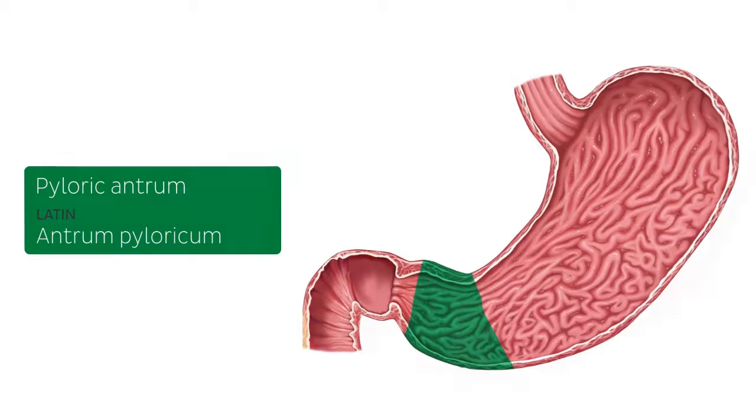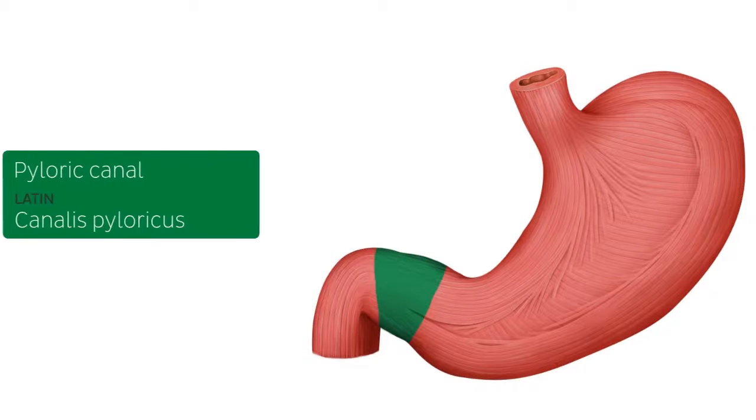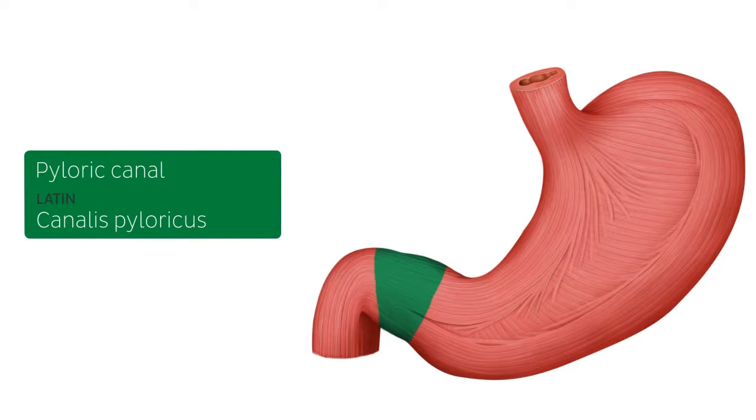The most distal segment of the pyloric part of the stomach is the pyloric canal. The pyloric canal is approximately 2 to 3 centimeters long and is situated between the pyloric antrum and the pyloric orifice.